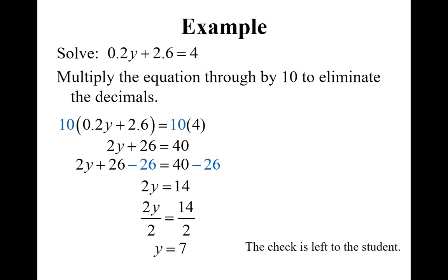I leave the check to you. This trick can work on getting rid of any number of decimal places. Always pick the largest number of decimal places for it to work. For instance, if there was a decimal that ended in the 100th spot, we would multiply both sides by 100. And that's it for this topic.